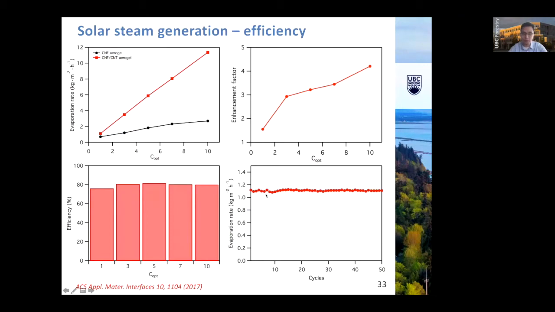Also, under one solar, we demonstrate over 50 cycles, maintaining a stable evaporation rate of about 1.1 kilograms per square meter per hour. This was done a couple of years ago, 4 years ago. I'm sure right now the efficiency has been improved, and the evaporation rate has also been improved. We are currently working on some other designs in this area in the lab, so hopefully we will have more updates in the future.